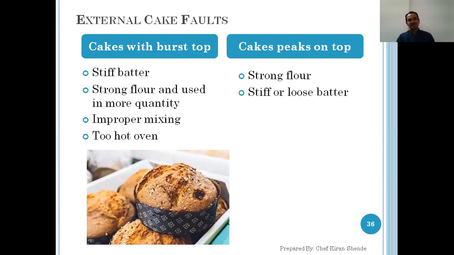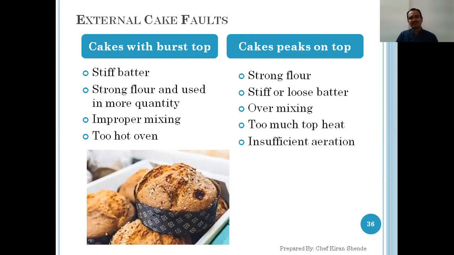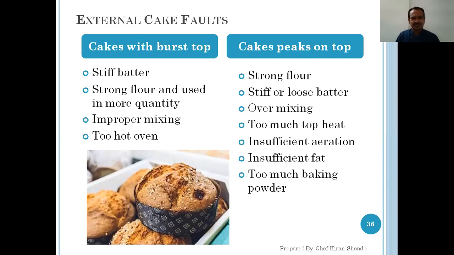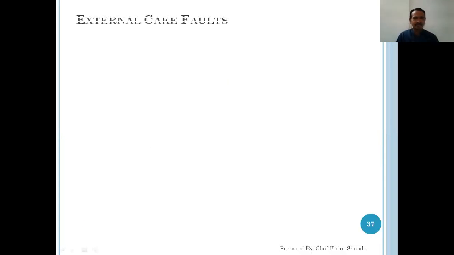So how do these peaks also come on top of a cake? If you use a strong flour, or if your batter is very loose, or if you over mix the batter at times, too much top heat, insufficient aeration, or insufficient fat content, or too much baking powder if you have used it in the formula, that also will generate those peaks on top of the cake.